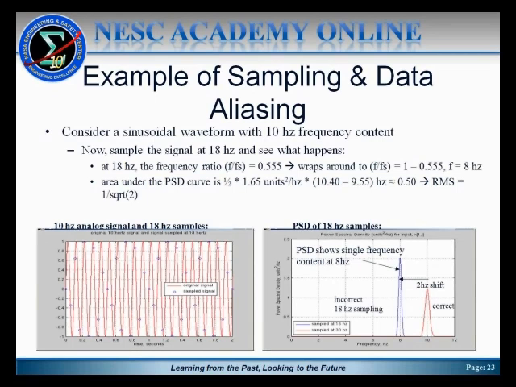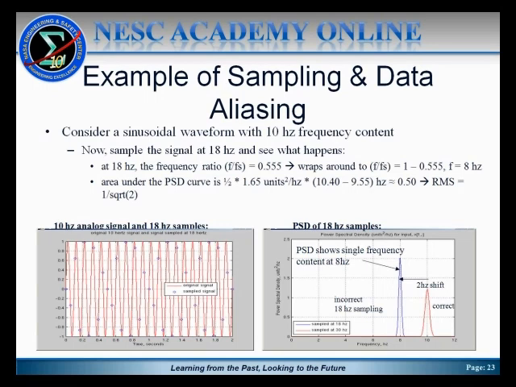Now what you'll see is when we calculate the PSD of these samples where we sampled it at 18 hertz, we get the blue line that shifted over from the red line, which is the correct PSD. You'll notice it showed up at 8 hertz. Why 8 hertz? That's because at 18 hertz, the 10 hertz input frequency content divided by 18 results in 0.555, which is greater than 0.5.